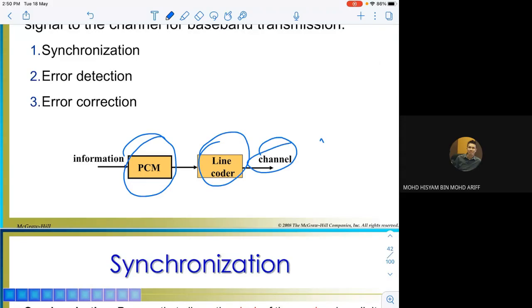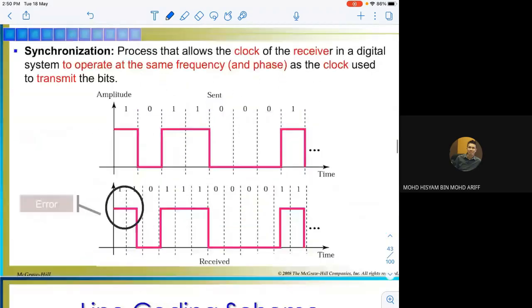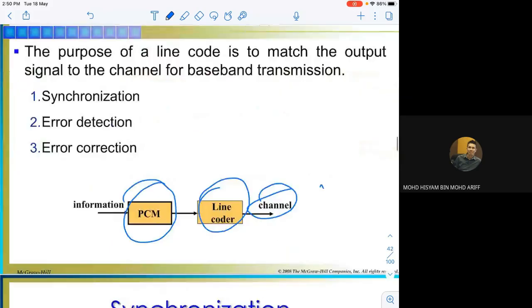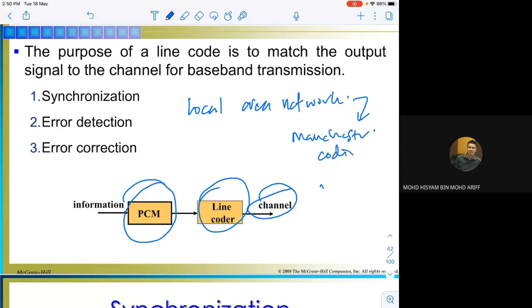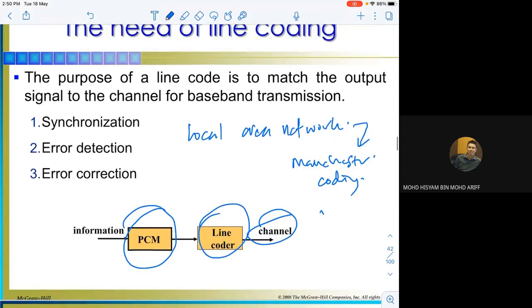Remember something. For a local area network, normally we use a line coding like Manchester coding. Different line coding, different application. So what is the purpose of line coding? Synchronization, error detection, and error correction. This is the purpose of line coding.